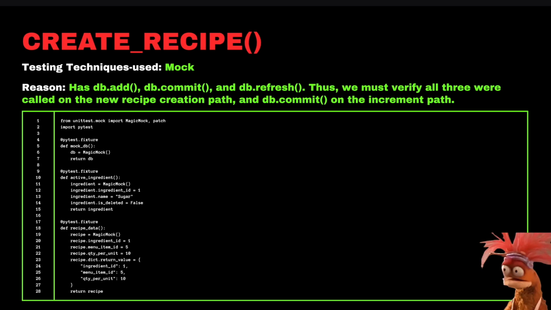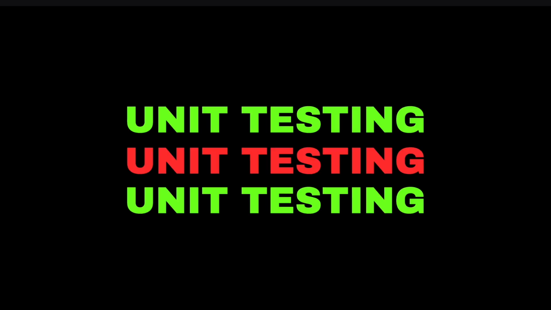And the last one, create recipe. We decided to use a mock because it has db.add, db.commit, and db.refresh. Thus, we must verify all three were called on the new recipe creation path, and db.commit on the increment path. So now we'll move on to unit testing.